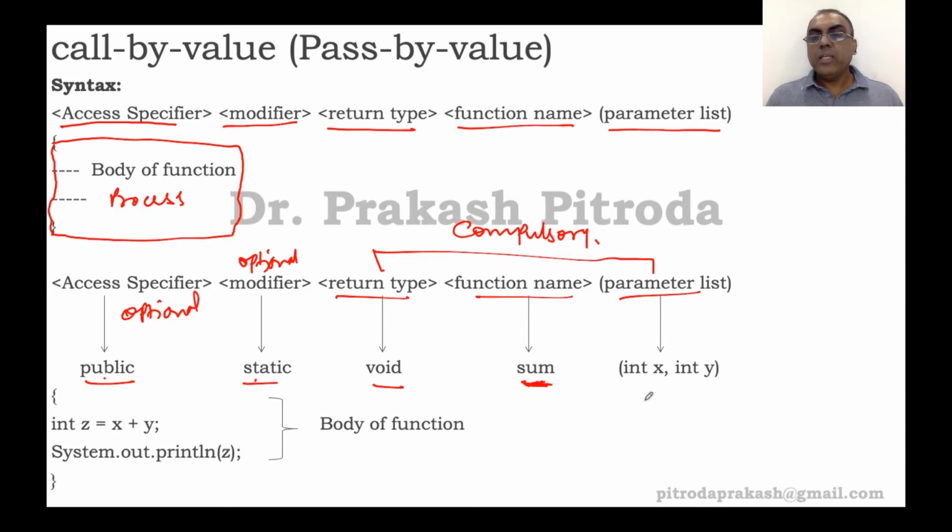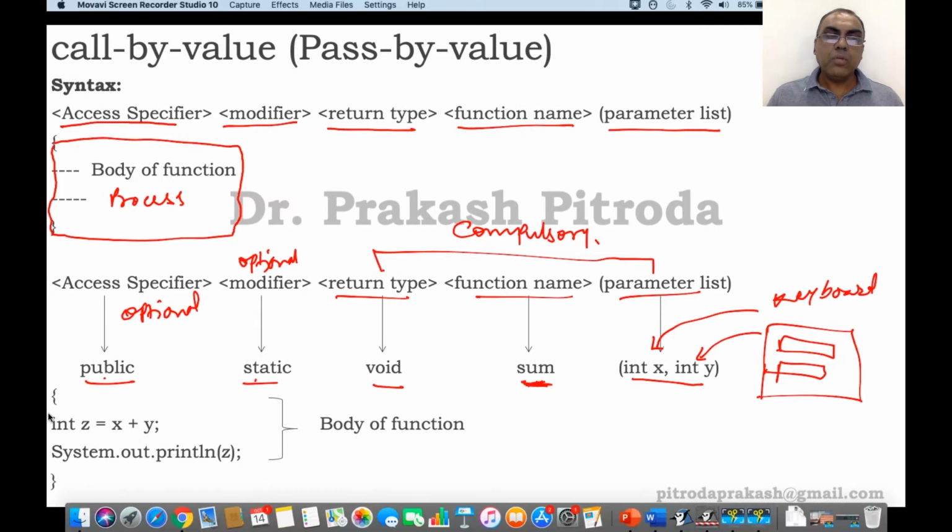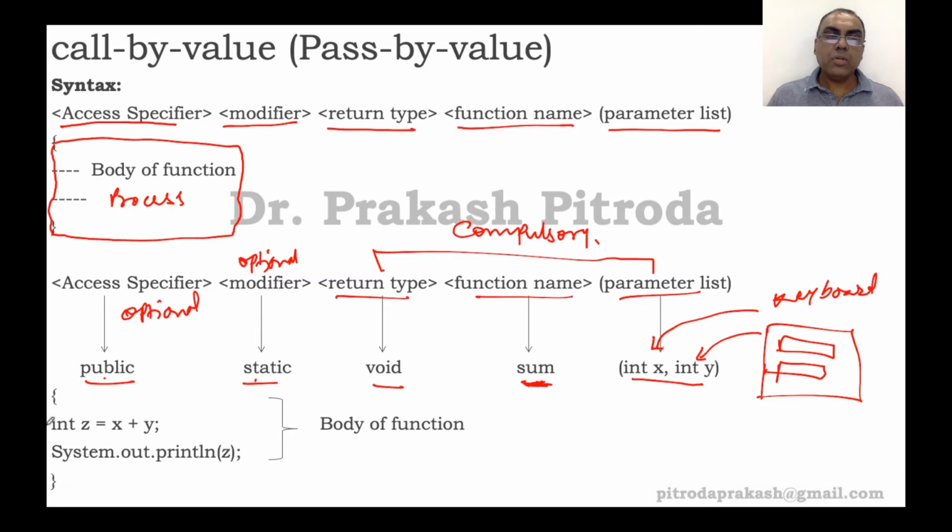So you will write here the parameter list. I am writing int x, int y. So logically, there are two values coming from the keyboard. The keyboard will provide two values through a dialog box. You will have a dialog box which will provide one value for x and one for y. As soon as the values come, here is your open and close bracket. We are finding the sum of these two numbers and printing that number.